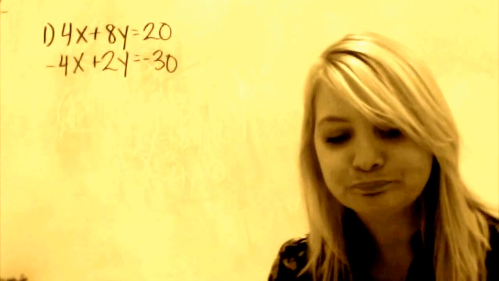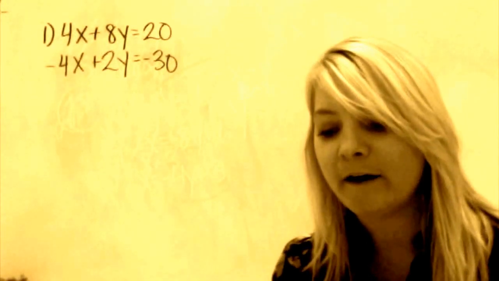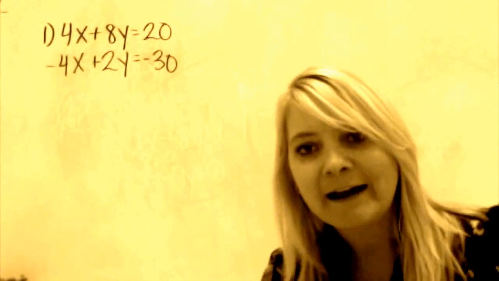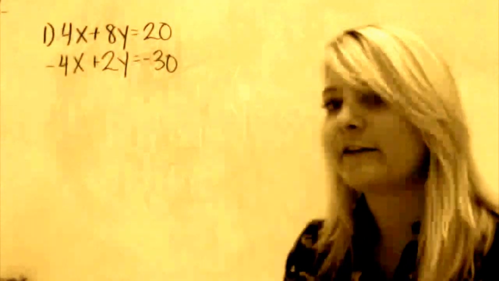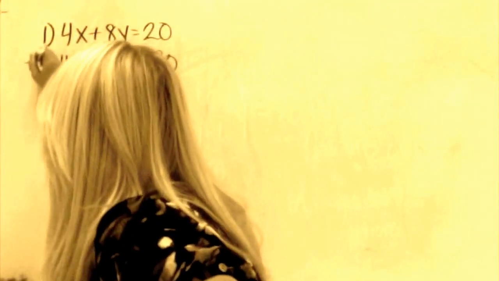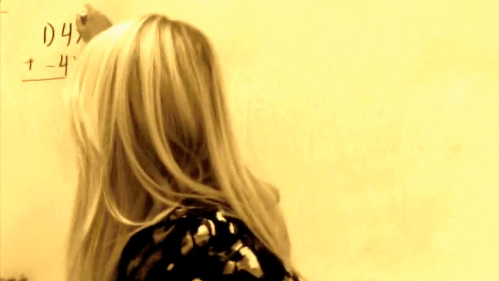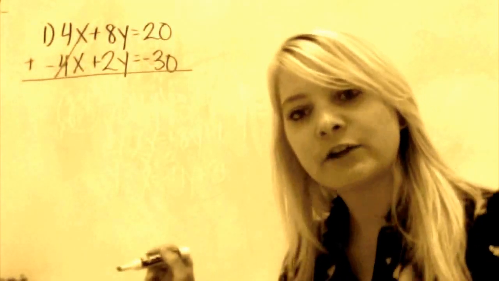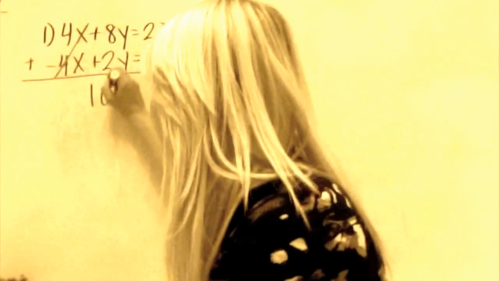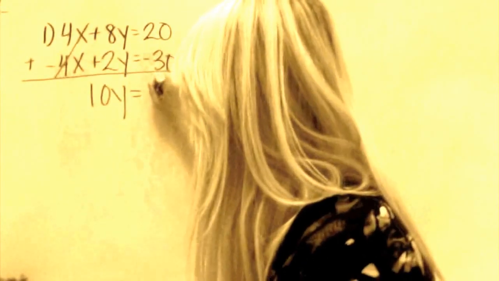Our second step was to add the revised equations from step 1 and solve for the remaining variable. When you're doing the elimination method, you're always going to be adding the linear expressions together. So we're going to add this together. 4x plus negative 4x is 0. It cancels out. It's eliminated, hence the term elimination method. 8y plus 2y gives us 10y. And that equals 10 plus negative 30, which will be negative 10.